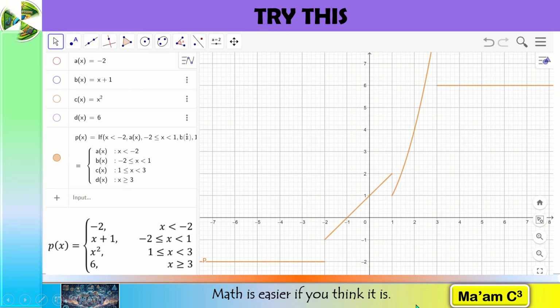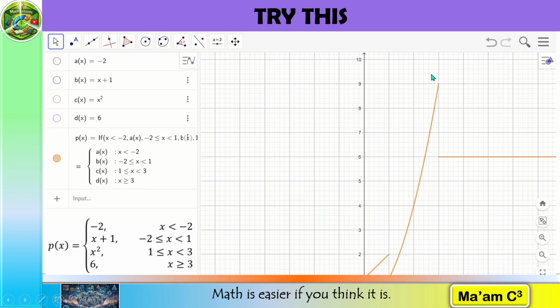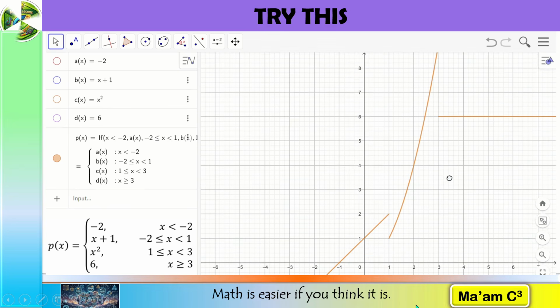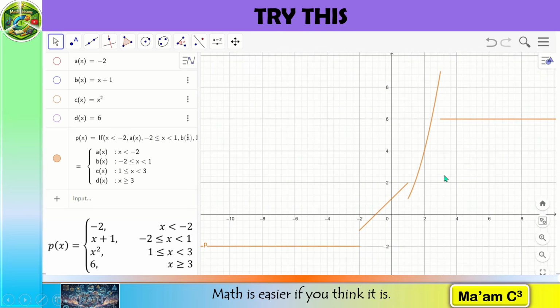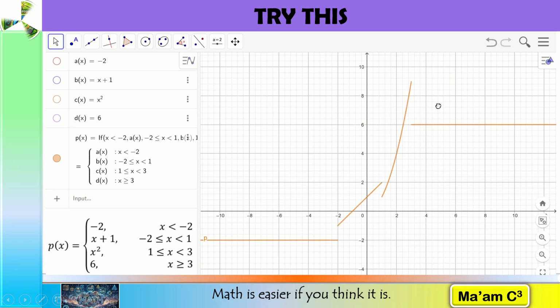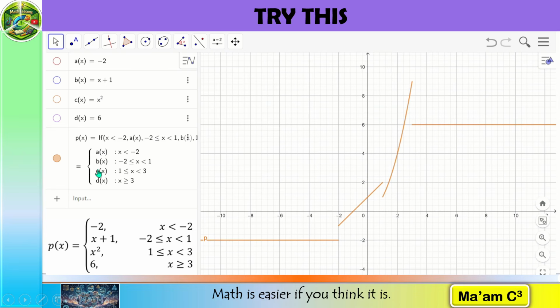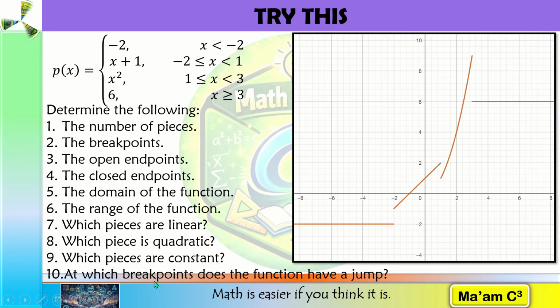So now it's much clearer. Let's look closer to our graph. It ends here, but we cannot see it if that's the case. Let me adjust this one. Let's zoom out. That's it. So now it's much clearer, the endpoints. This is the graph of P of x. Let us place our graph here and determine the following. But first, let us determine the endpoints. Which of them are open circle and closed circle?